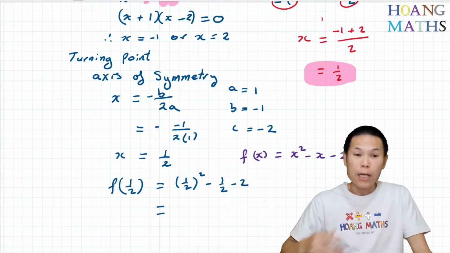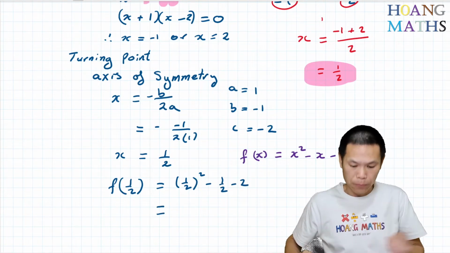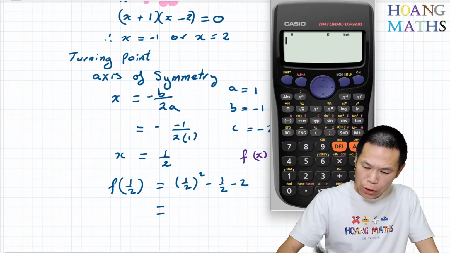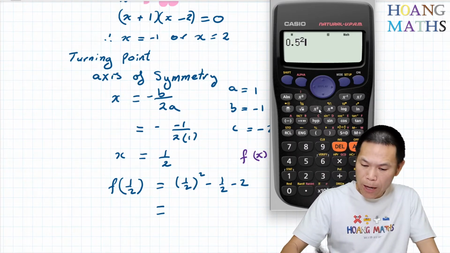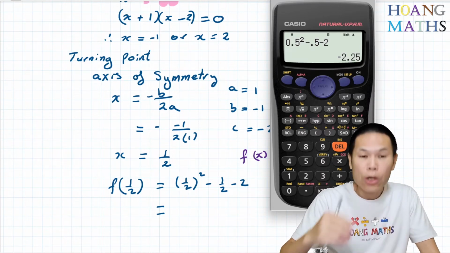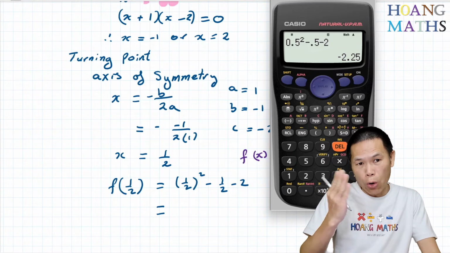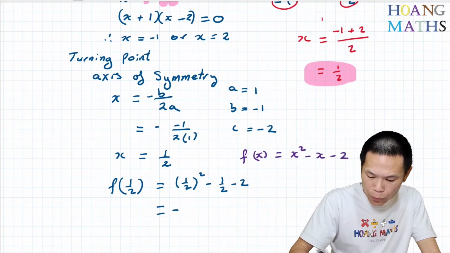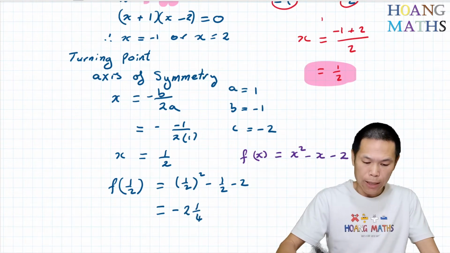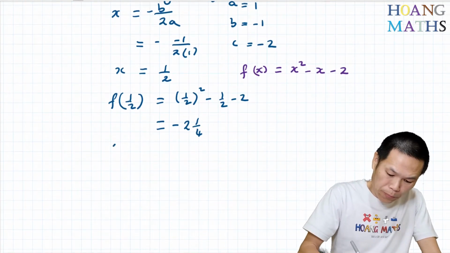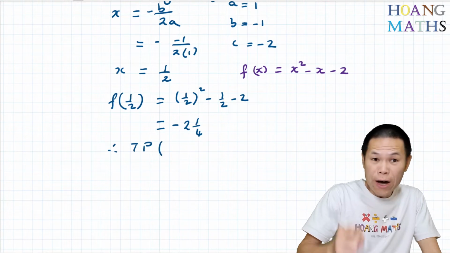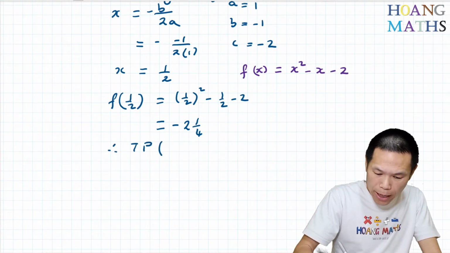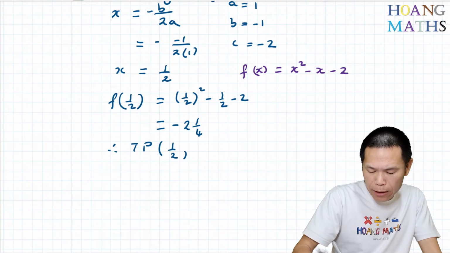So I just put that on the calculator now. So just go 0.5 squared minus 0.5 minus 2. So there you go, negative 2 1/4 or negative 2.25. So let me just write negative 2 1/4. So therefore, the turning point or vertex, if you like, the x is a half, and the y value is negative 2 1/4.